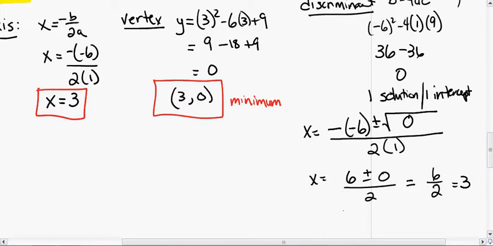So we're going to have an x-intercept right at 3 on the x-axis. Let's use this information now to make a sketch.